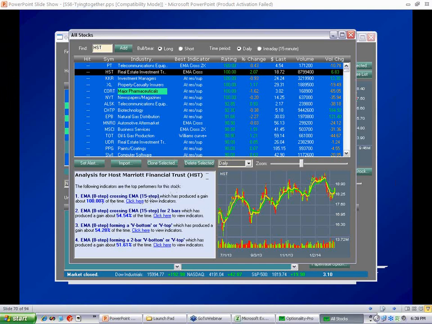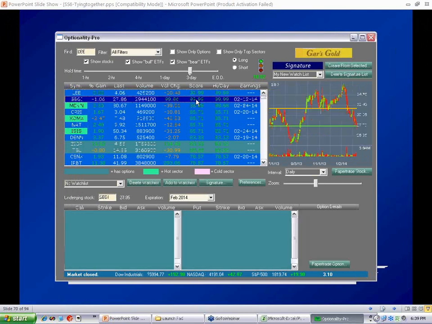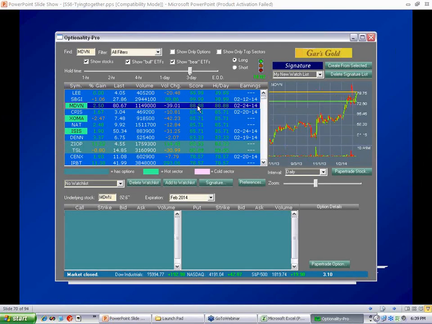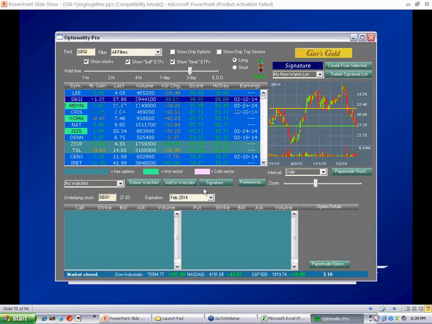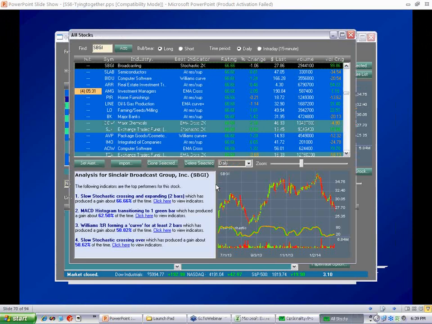It could work. Okay, I want to show you one other way to use this. This is really cool. That's used in conjunction with all the rest of the bells and whistles. Remember we looked at these guys on the main list? When you select one, you can click on this button right here, which is a new button that says Signature. If you click on that, it'll find it in your signature file and bring it up for you. It just did that, and it's telling me that the slow stochastic crossing and expanding for at least 2 bars has produced a gain of 66%.